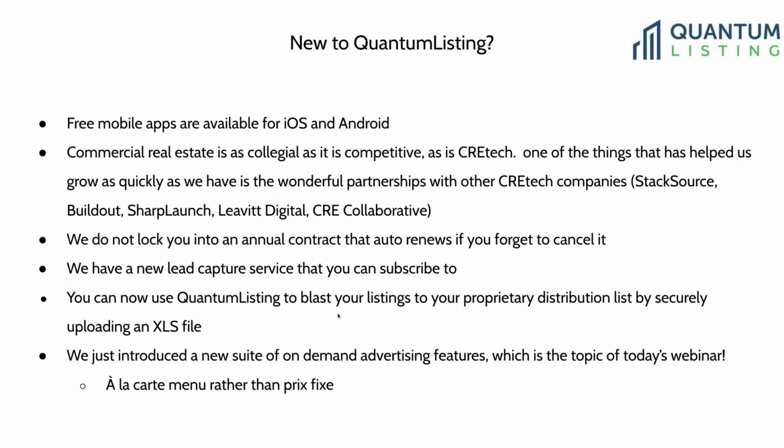As a broker, I still, true confessions here, I still subscribe to LoopNet. I have a 15 listing plan, and I can tell you it's about 100 times more per year than QuantumListing is. And yes, they have great exposure, but with some of our new features, which we'll tell you about, we think you can get equally good exposure and for a heck of a lot less money.